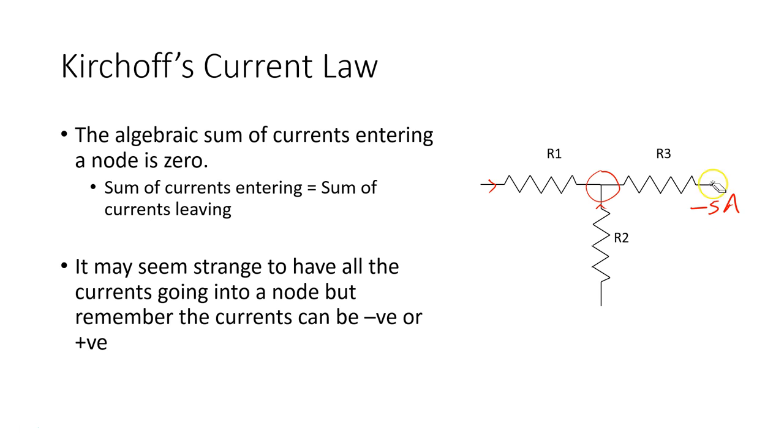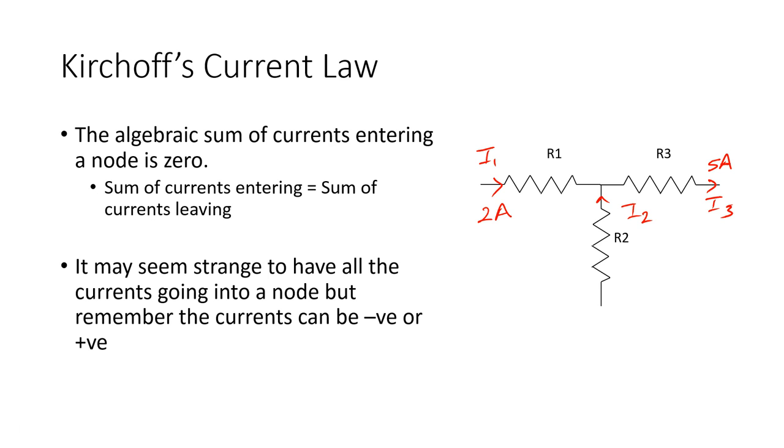So let's do a little example now. Suppose I have these currents I1, I2, I3, and I know that this is 5 amps and this is 2 amps. How could I find I2? So this is the question. I want to find I2 here, and I know the other two currents.